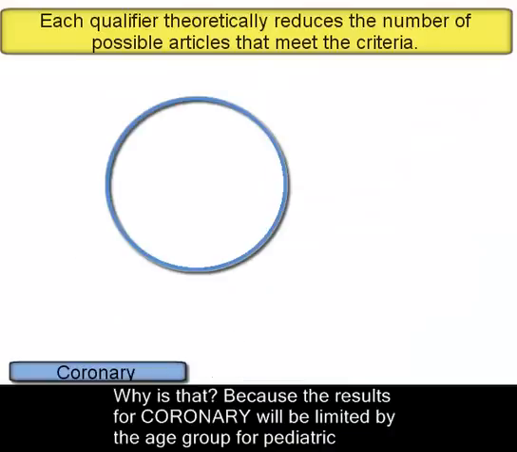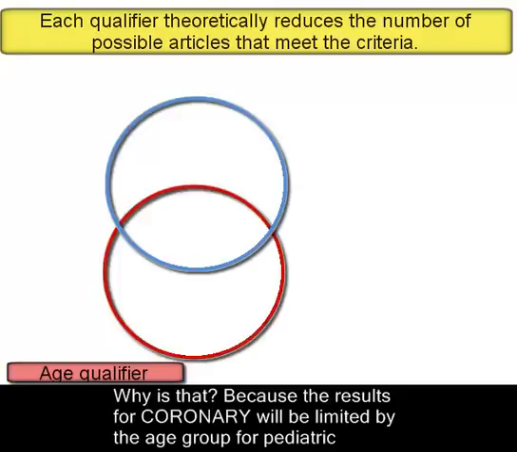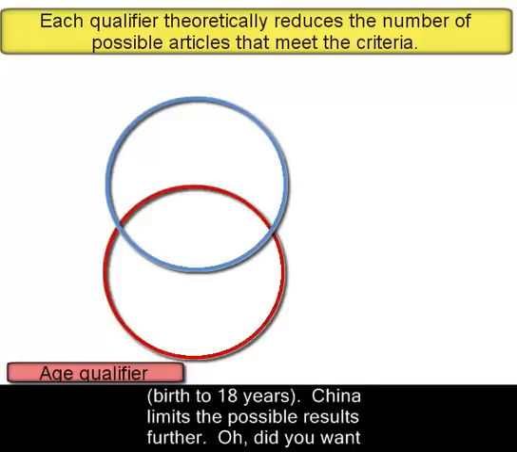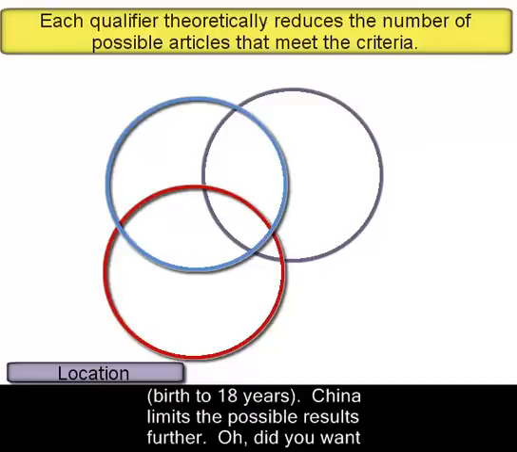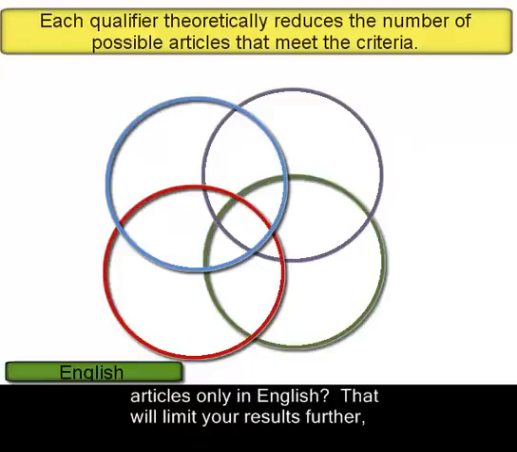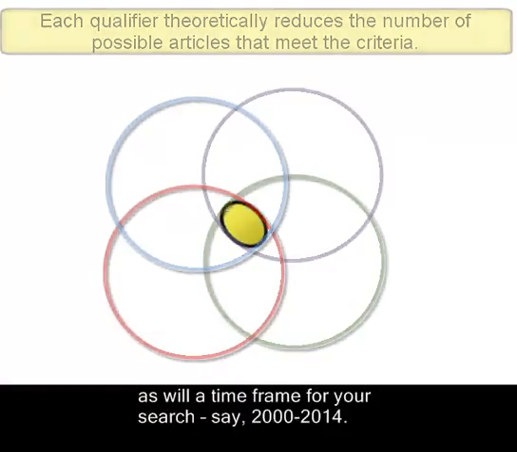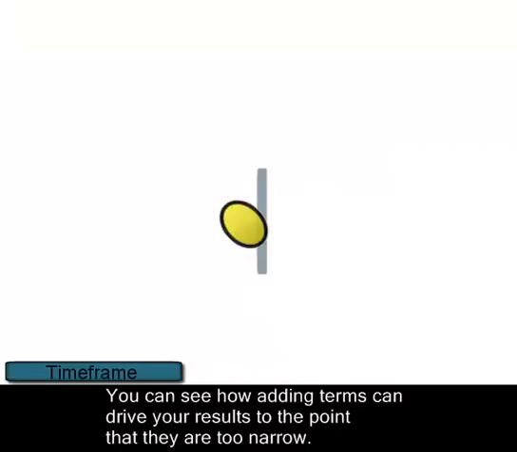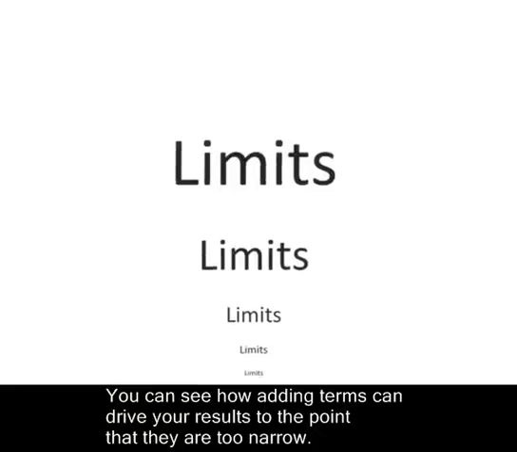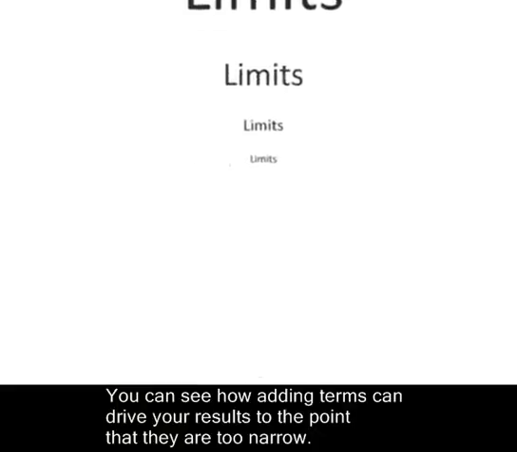Because the results for coronary will be limited by the age factor for pediatric, birth to 18 years. China limits the possible results further. Oh, did you want articles only in English? That will limit your results further, as will the time frame for your search, say 2000 through 2014. You can see how adding terms can drive your results to the point that they are too narrow.